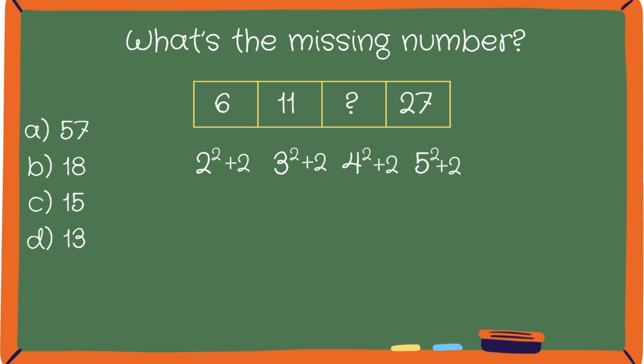Let's see, here would be 4 squared plus 2. So 4 squared is 16, 16 plus 2 is 18. Let's go to the alternatives to see if we have that number or not. And look at the letter B. It is exactly 18, which is the number that we have found as the answer. Answer letter B. That is the answer that we will mark.